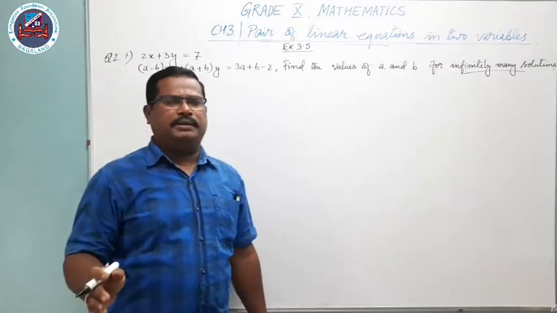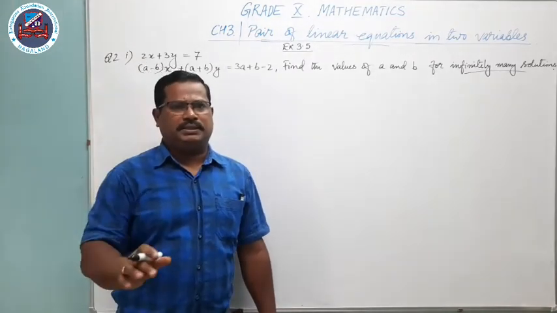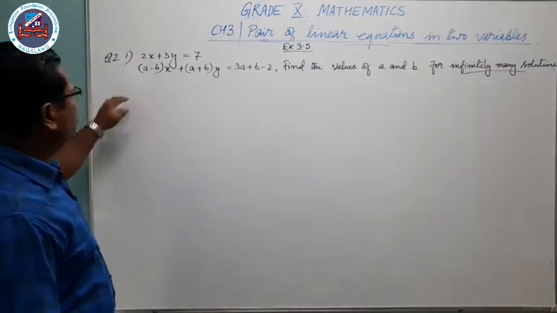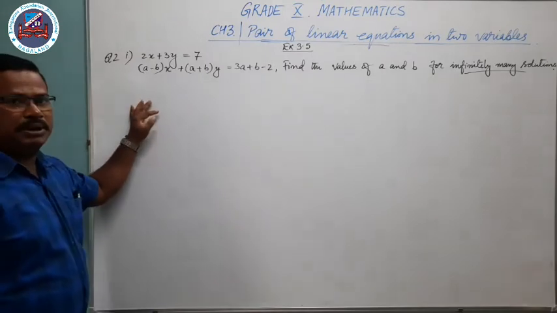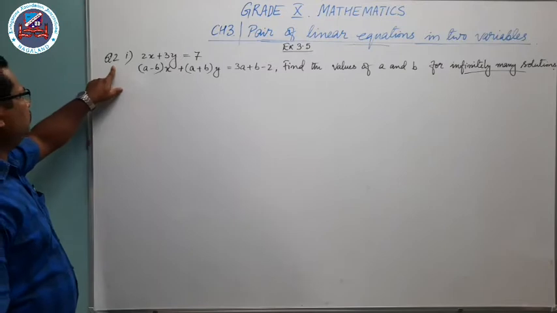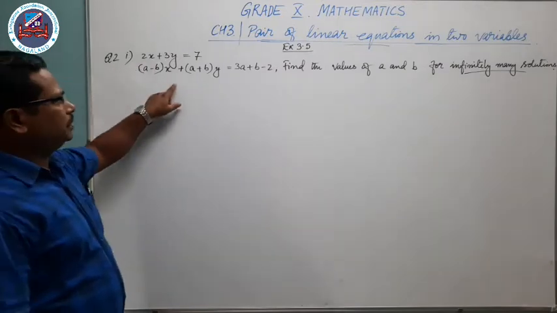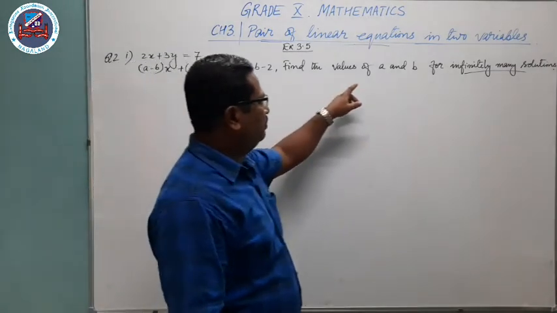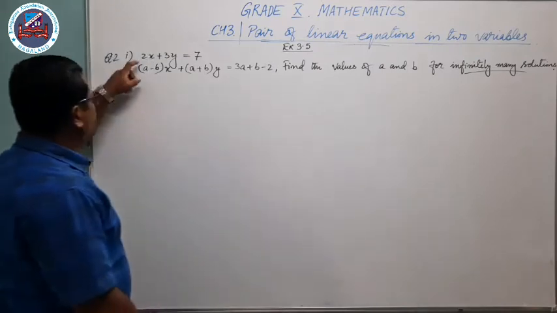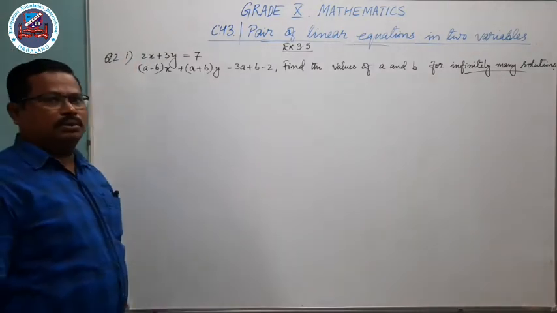The questions related to the cross multiplication method we are not going to do, as it is taken out from our syllabus. Here the first question was related to the cross multiplication method. So I have written here question number 2, that you can do. Two equations are given to you and you are asked to find the values of a and b if the pair of linear equations has infinitely many solutions.